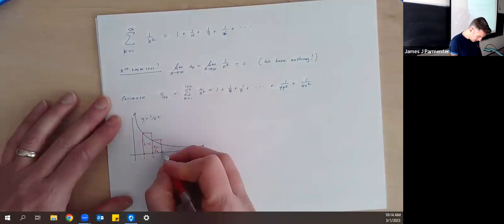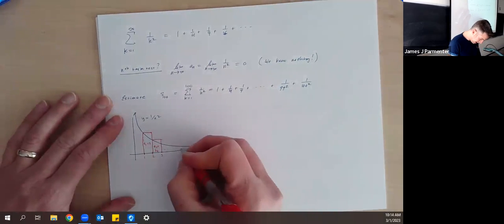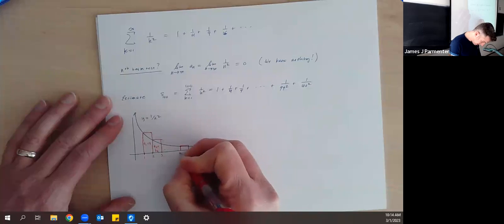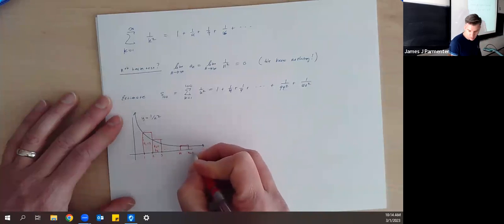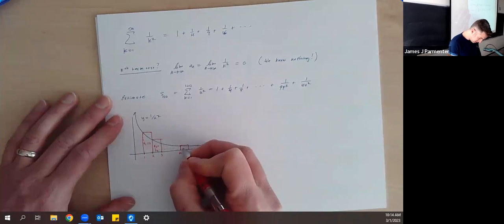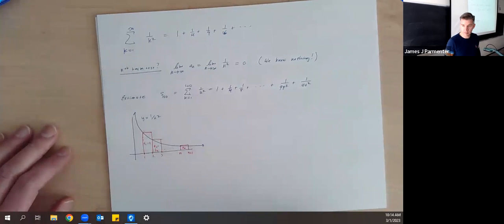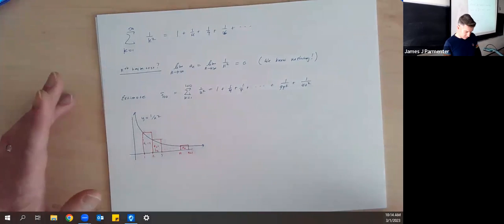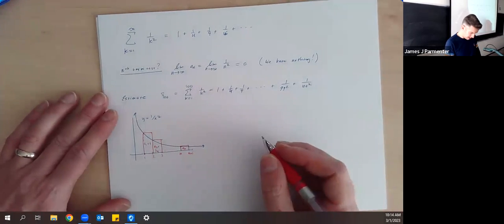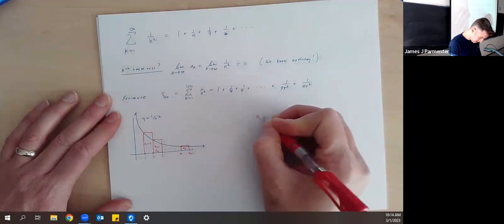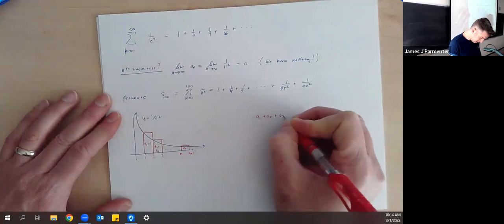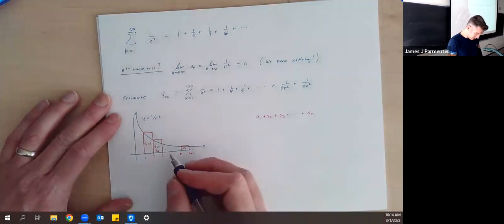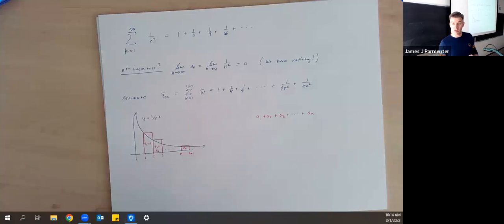And you can kind of see that this is going to go on and on. So if I go way out here to some nth term, if I plug in n here, and this is n plus 1, this rectangle here has an area of a sub n. So here's what I'm going to say right now. If I add up all those rectangles, a sub 1 plus a sub 2 plus a sub 3 all the way to a sub n, the area of those rectangles is certainly bigger than the area under the curve.